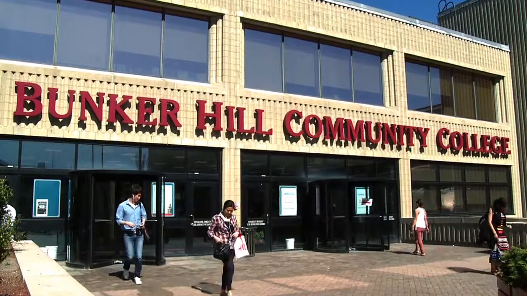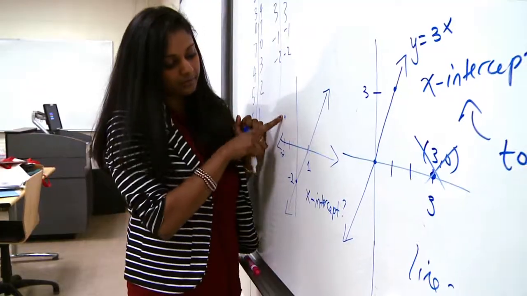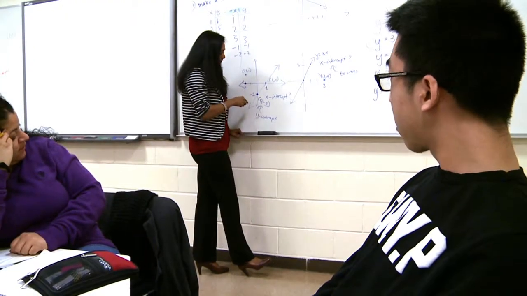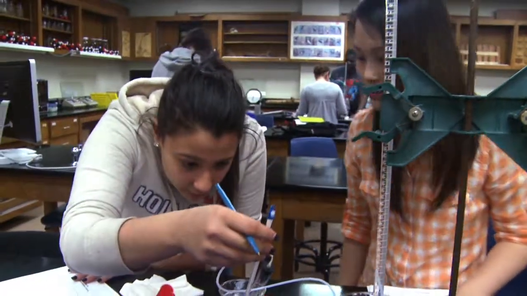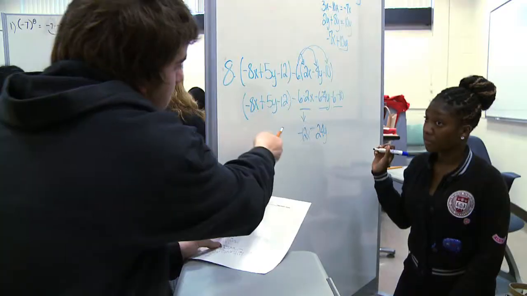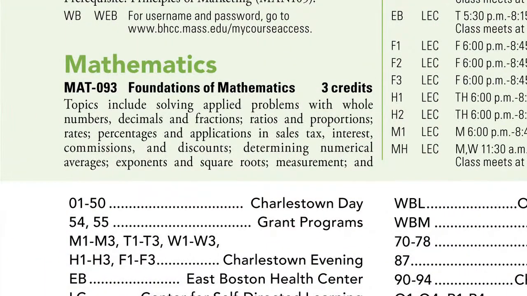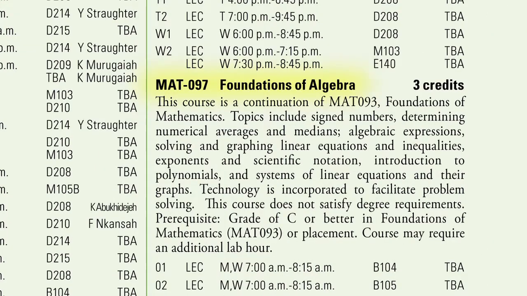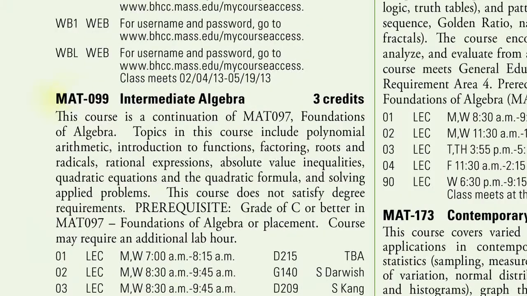Welcome to an introduction and quick guide on your developmental math course requirements while you are here at Bunker Hill Community College. Our developmental math program consists of a three-course pathway for science, technology, and math majors, and only a two-course pathway for everyone else. The courses we offer are MAT 093 Foundations of Mathematics, MAT 097 Foundations of Algebra, and MAT 099 Intermediate Algebra.